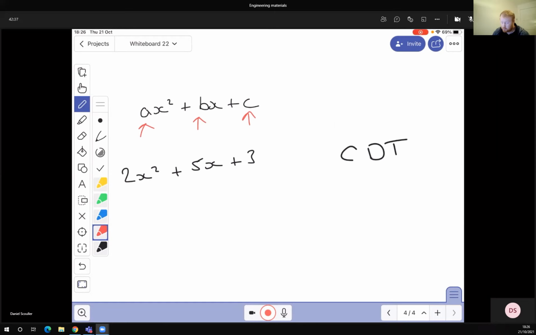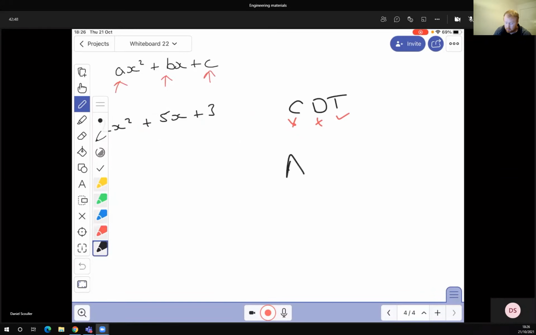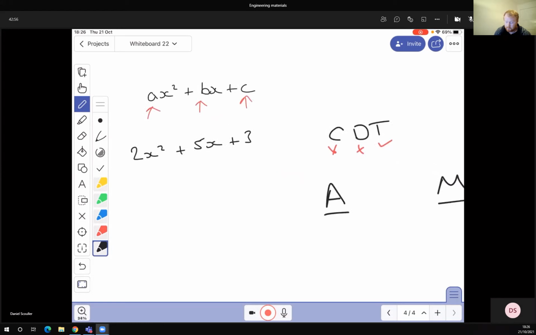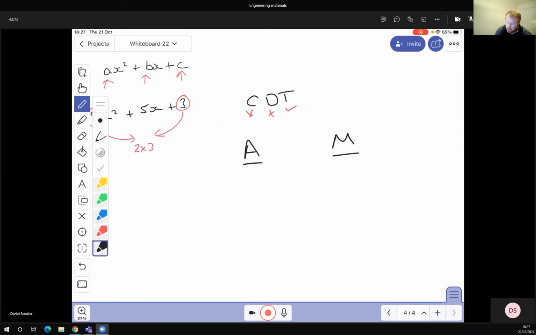There's no common factor in this specific one, so I'll put a wee X beside it. It's definitely not a difference of two squares. Okay, so it's just a trinomial. We are going to write A and M for add and multiply. But the multiply value we're going to use is going to be the 3 multiplied by the A term. So we're going to bring that A term, we're going to multiply that 3. So it's going to be 2 times 3.